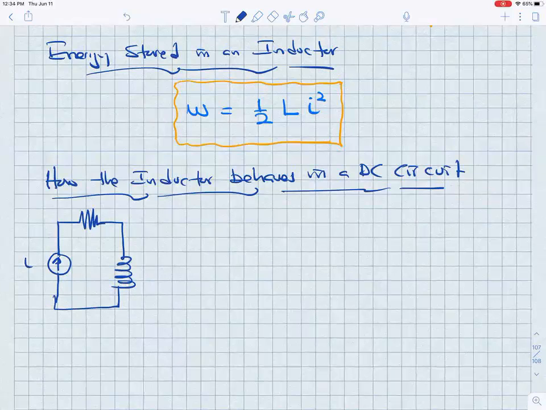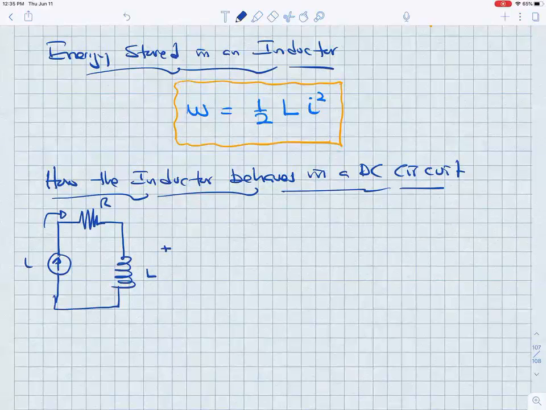Let's assume the current is constant. So if the current is constant, we have current coming here in a DC circuit. That's R, and that is L. The question is, what is the di/dt?